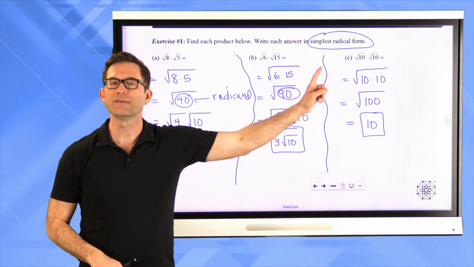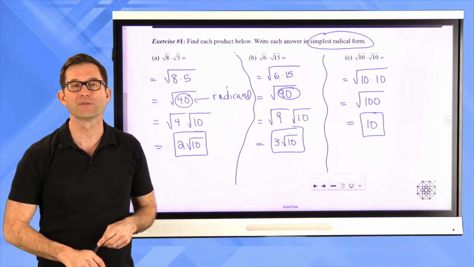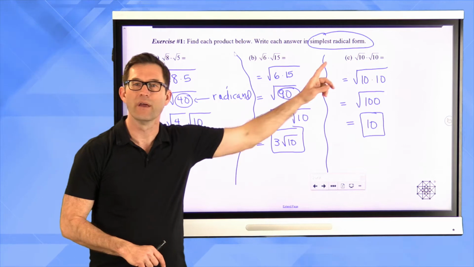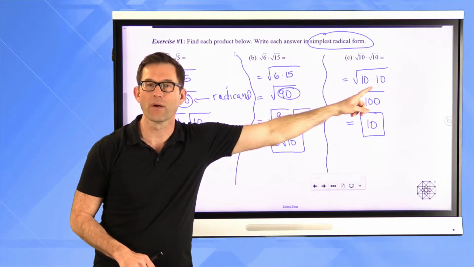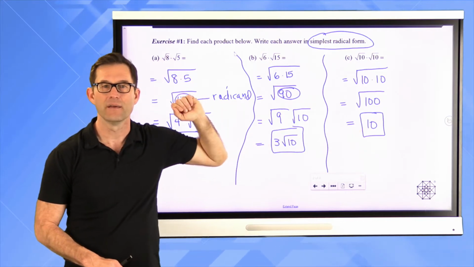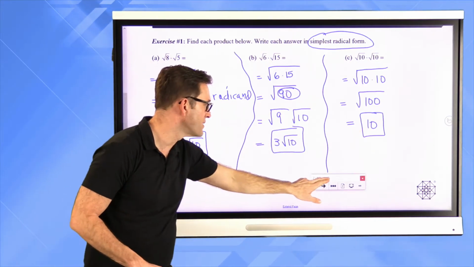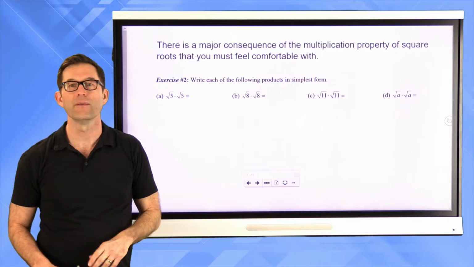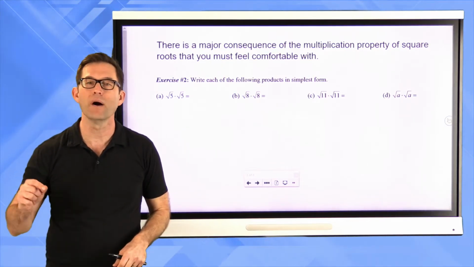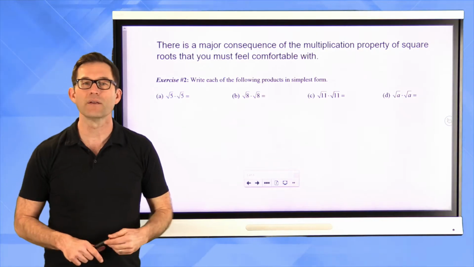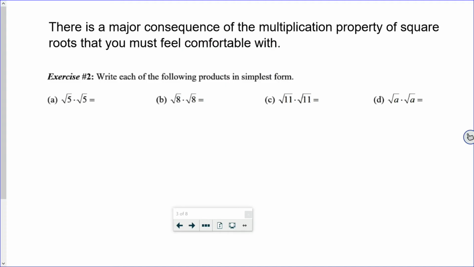Now letter C is extremely important. It's probably the most important problem in exercise 1. Notice square root of 10 times square root of 10 is the square root of 10 squared, which is just 10. That is no great shock, and it's extremely important, right? There's a major consequence of the multiplication property of square roots that you must feel comfortable with. Let's take a look at that in exercise number 2.